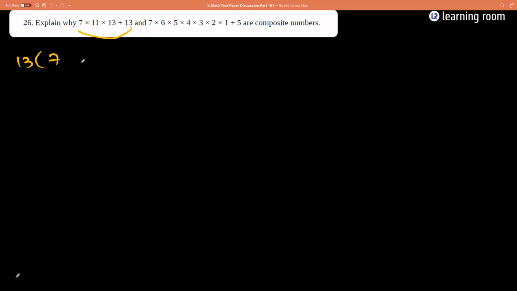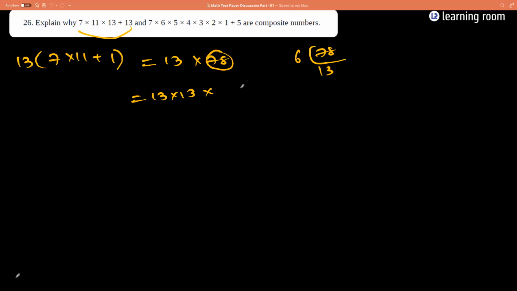Okay. So first let's solve this. 13 into (7 into 11 into 1 plus 1). So what will you get? 78. So 13 into 78. So 78 again, how can you write it in terms of prime numbers? If you do prime factorization, correct? Yes, sir. So 13 into 13 into 6. 6 can be written as 3 into 2. So since this number is able to be expressed in terms of prime numbers, it's a composite number.